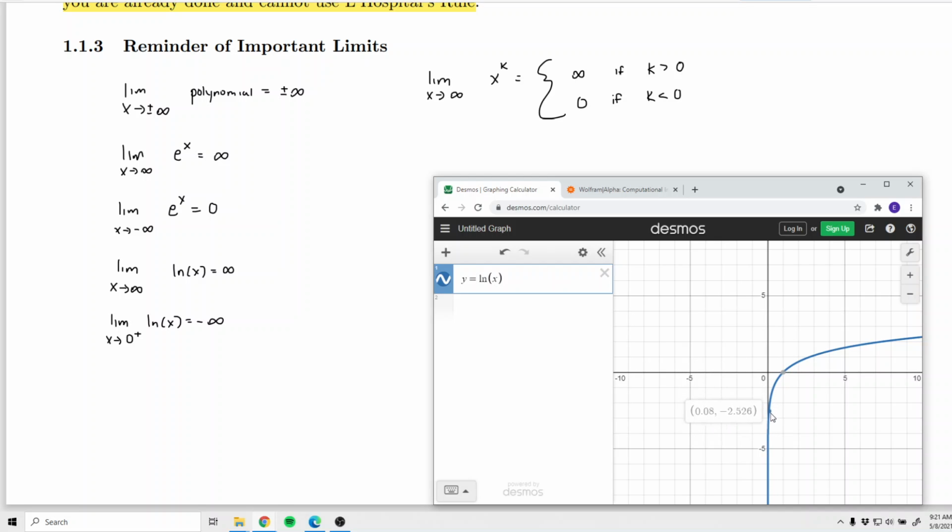But you can see the graph gets so steep because the y value has a vertical asymptote. It goes down to negative infinity.